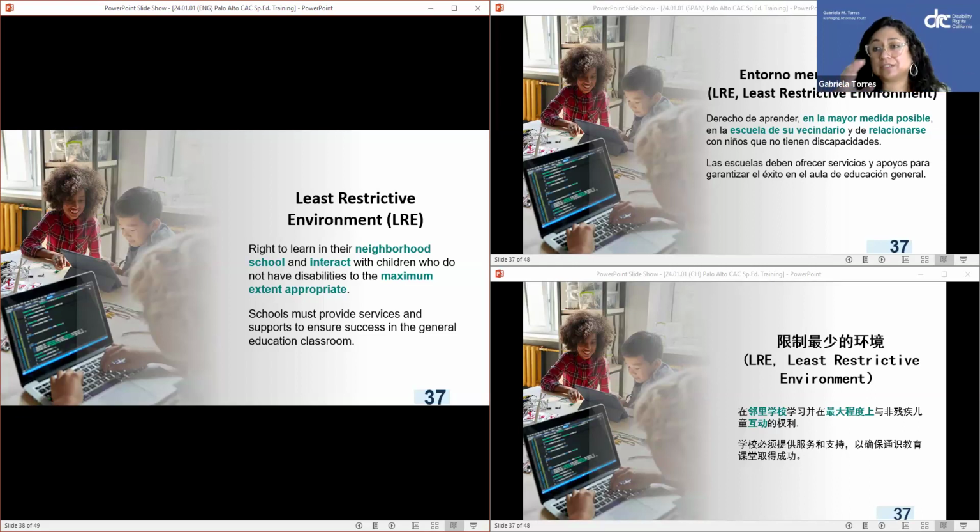Before we move on, I'll just note that the least restrictive environment is unique to that student. So we all have a different least restrictive environment. It's not the same for everybody. That's a great point.